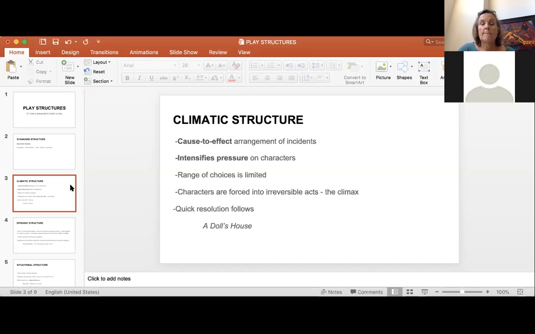Climactic structure is a cause-to-effect arrangement of incidents. So because I do this, that means that this thing is going to happen. It intensifies the pressure on the characters because they feel responsible for their actions. Their actions are going to cause certain kinds of things to happen, and then it limits their range of choices. Characters only have a certain limit of choices.